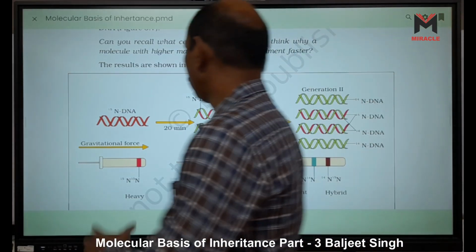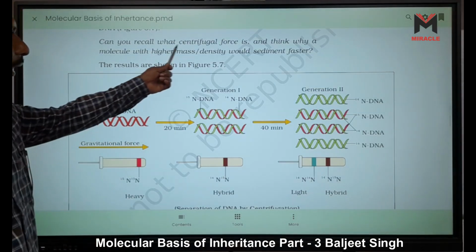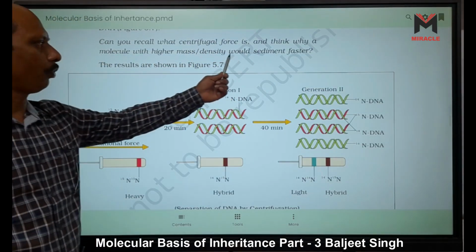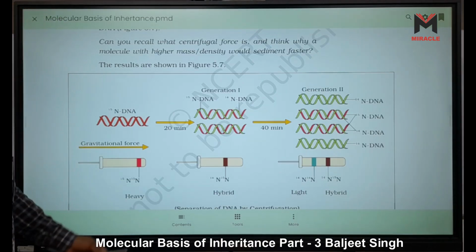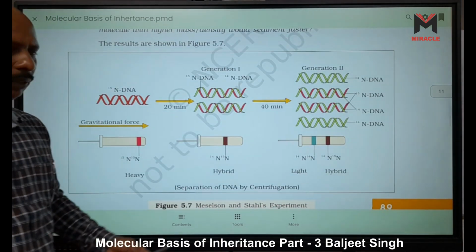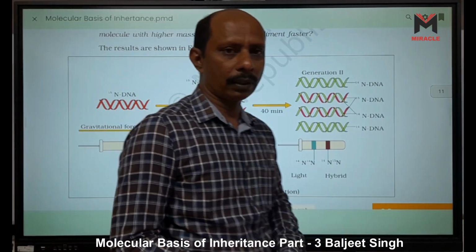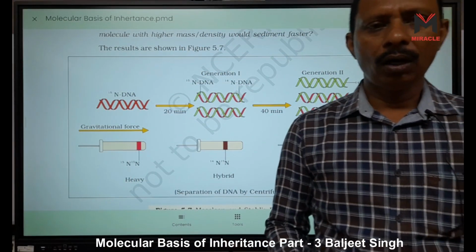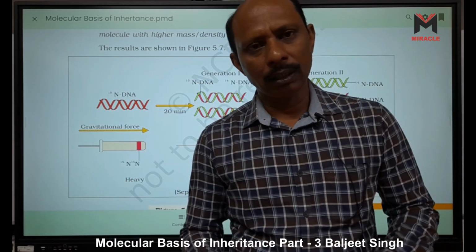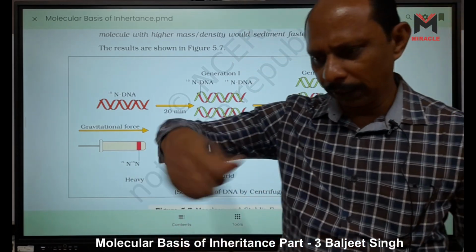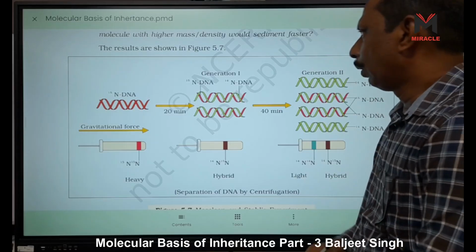Here, can you recall what the centrifugal force is, and think why a molecule with higher mass density would sediment faster? As for example, centrifugation means what? Okay, you understand how we separate butter from the curd. Simply it is due to centrifugation, that process. The centrifugation, right? Okay.